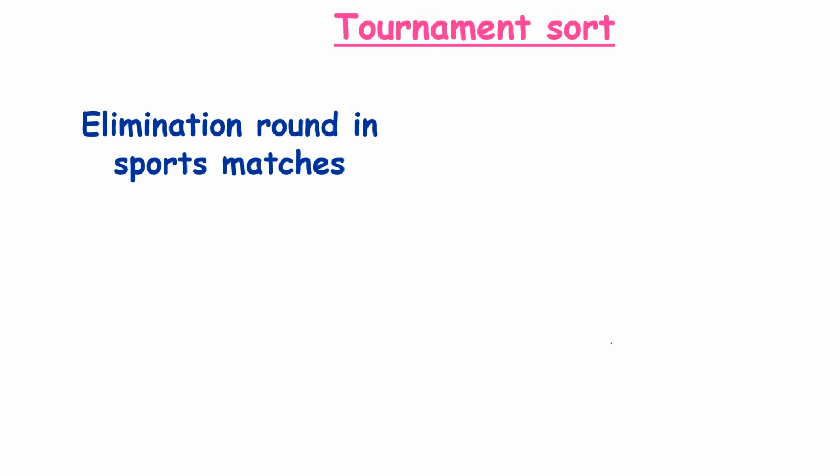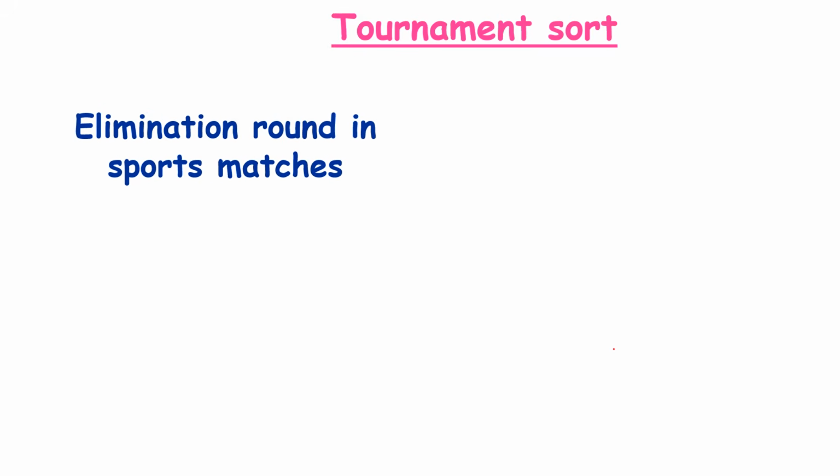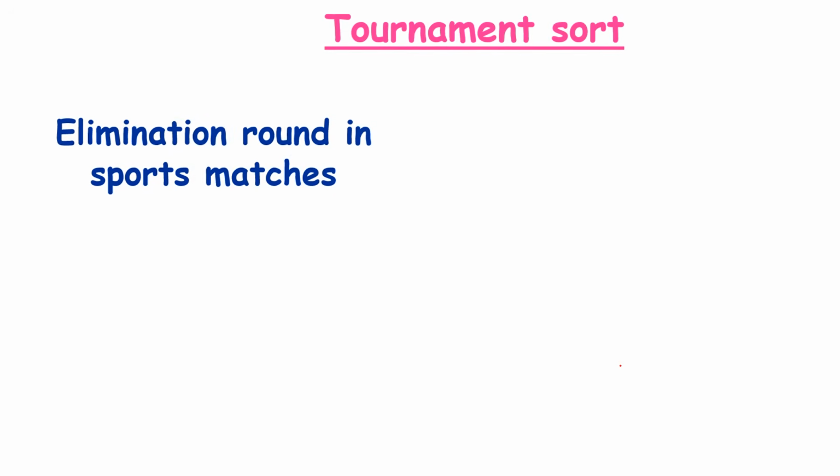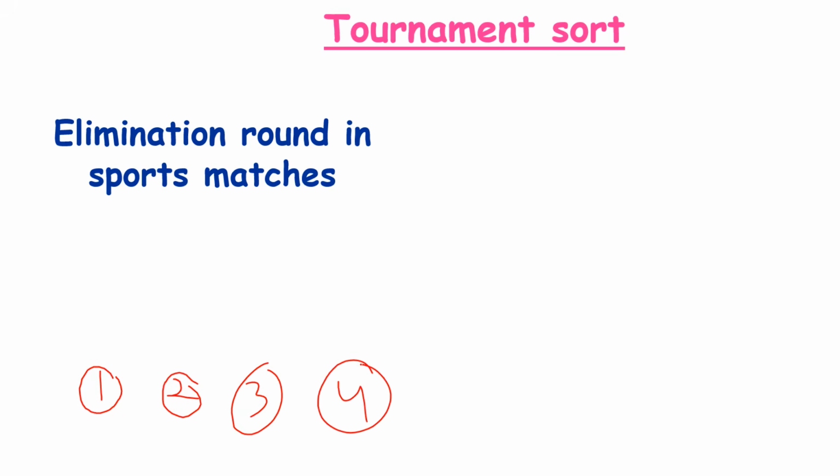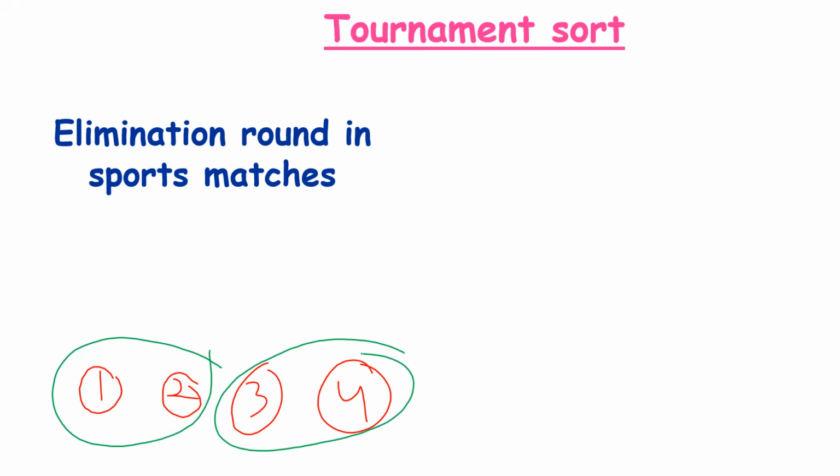Okay, we all are very familiar with sports. We can take any sport like, say, badminton, boxing, whatever. Let us say we are talking about badminton, there are four players. Now, how does the elimination round work? There will be competition between two players, right? So there will be pair-wise competition among players.